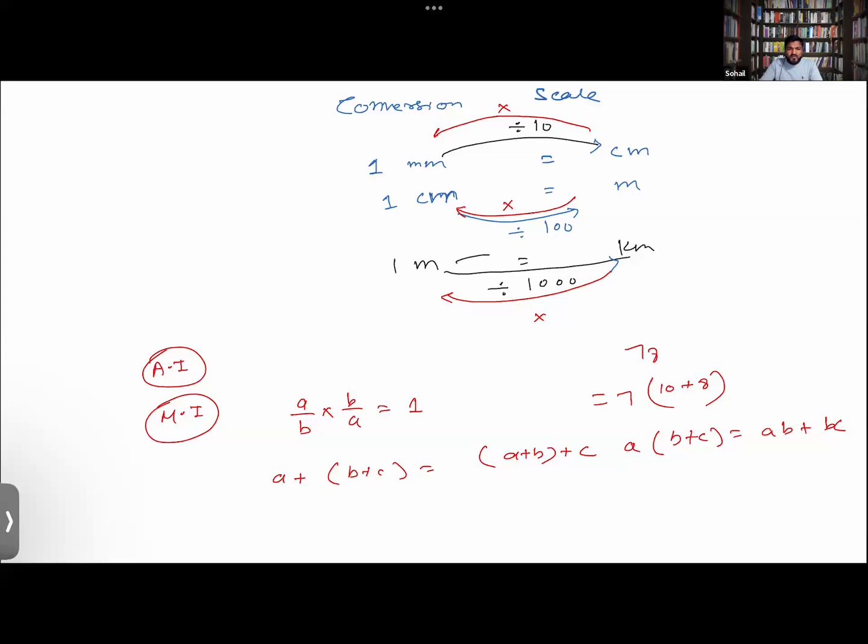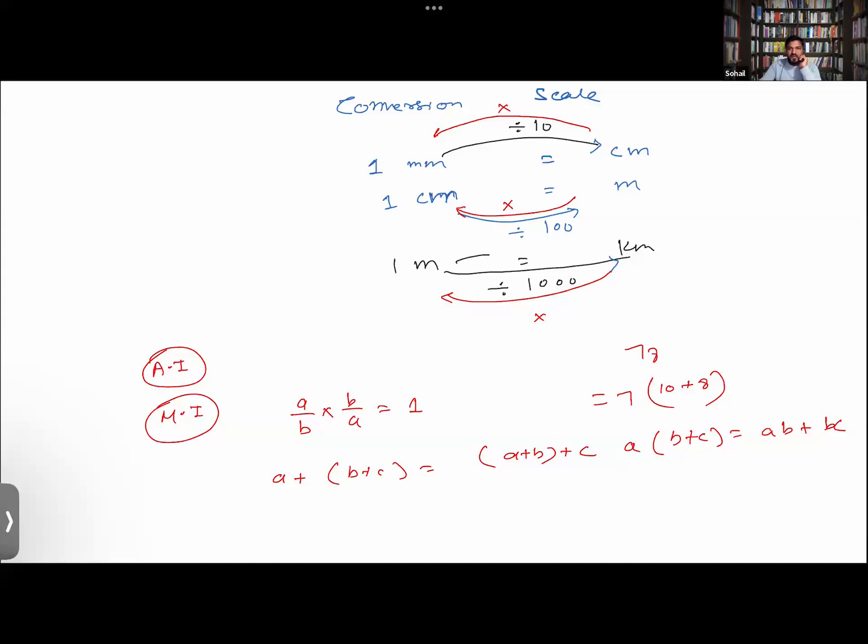If I were required to find the area of a parallelogram, how do you find the area? Half into base into height. No, sir. Base into height. Simply base into height, no? Yes, sir. That's triangle. What about rhombus? If the diagonals of the rhombus are given, how do you find its area? Half into diagonal 1 into diagonal 2. Very good. Okay. Arham, you tell me. How do you find the area of a trapezium?